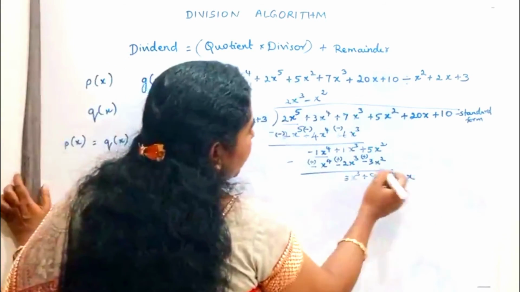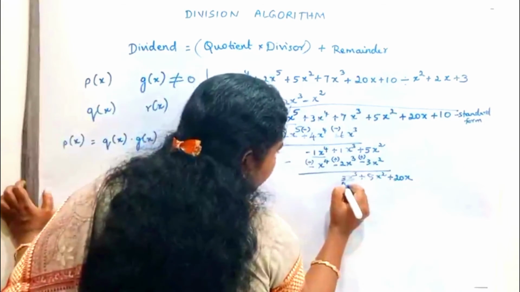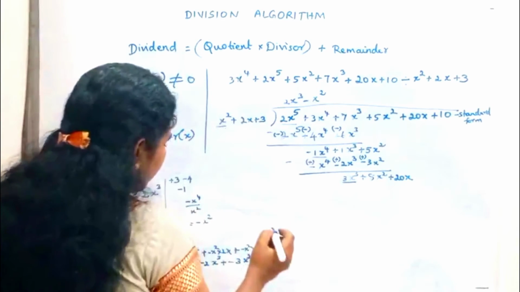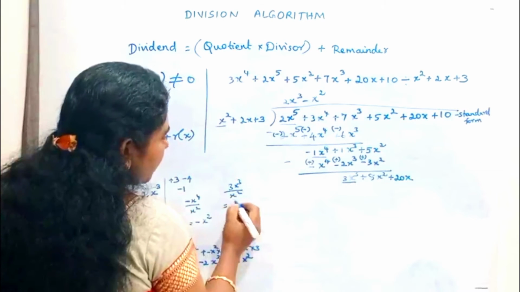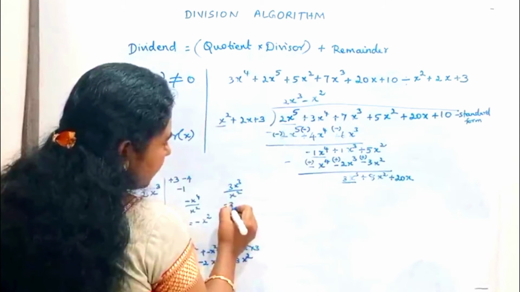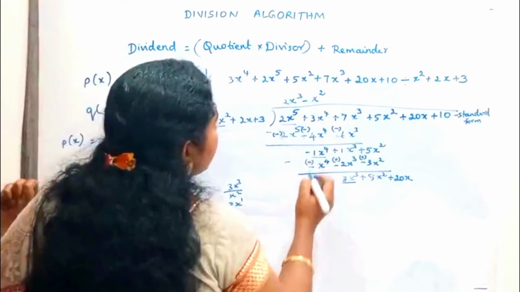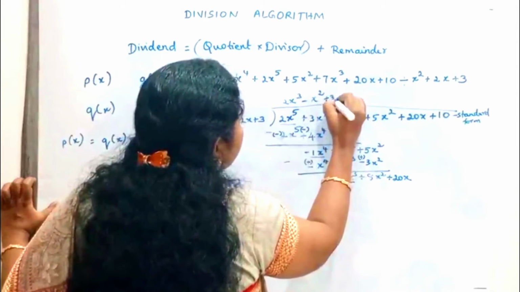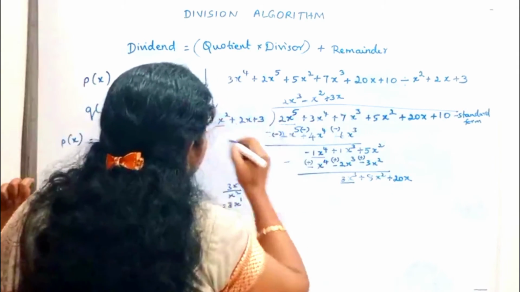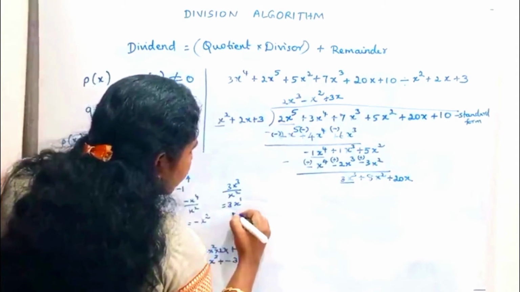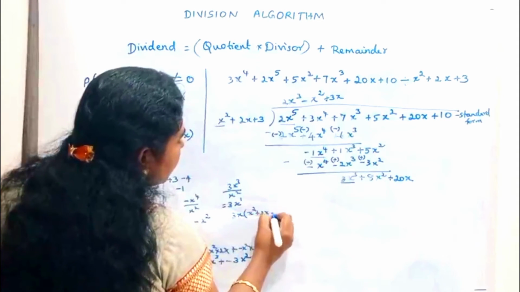Okay, now this should be considered similar to the dividend, and this is the divisor, and then proceed. Now here it is 3x cube, here it is x square. So 3x cube divided by x square. So it becomes x power 3 minus 2, that is 1. So it is 3x. So now we can write down here plus 3x. Okay, so now we have to multiply this 3x with this divisor. So it becomes 3x into the divisor, x square plus 2x plus 3.